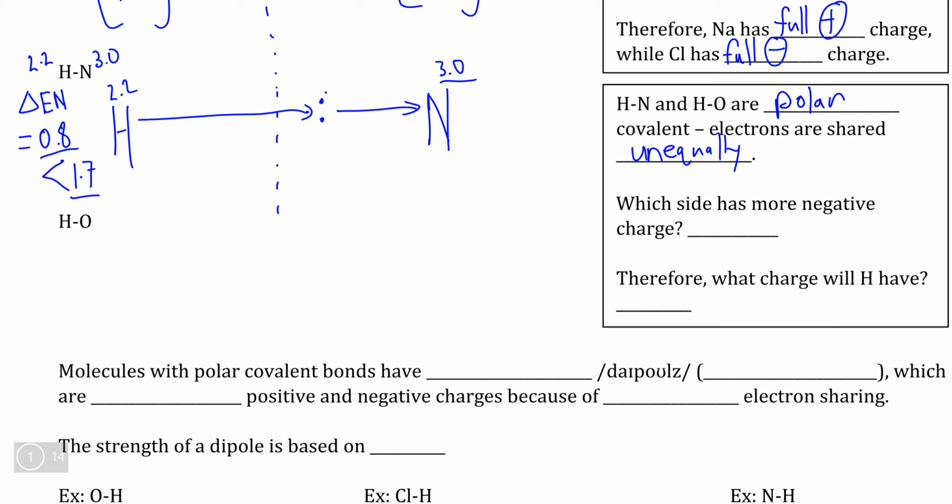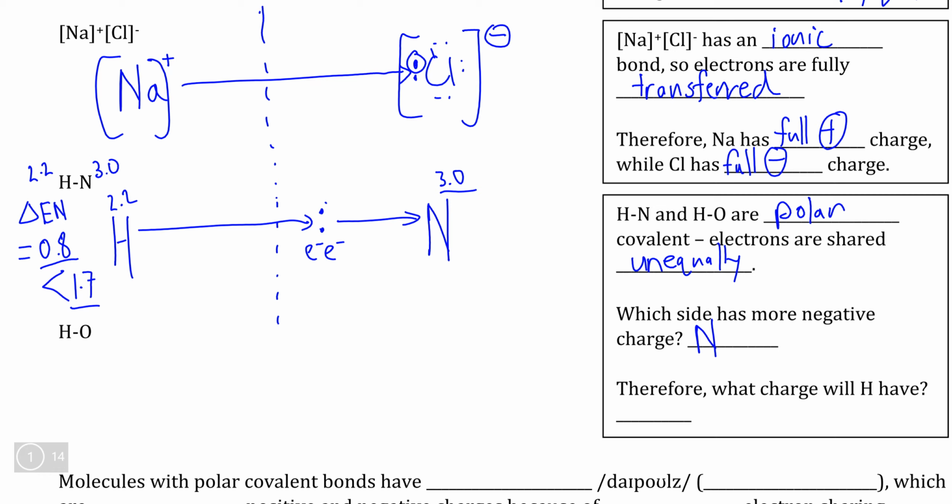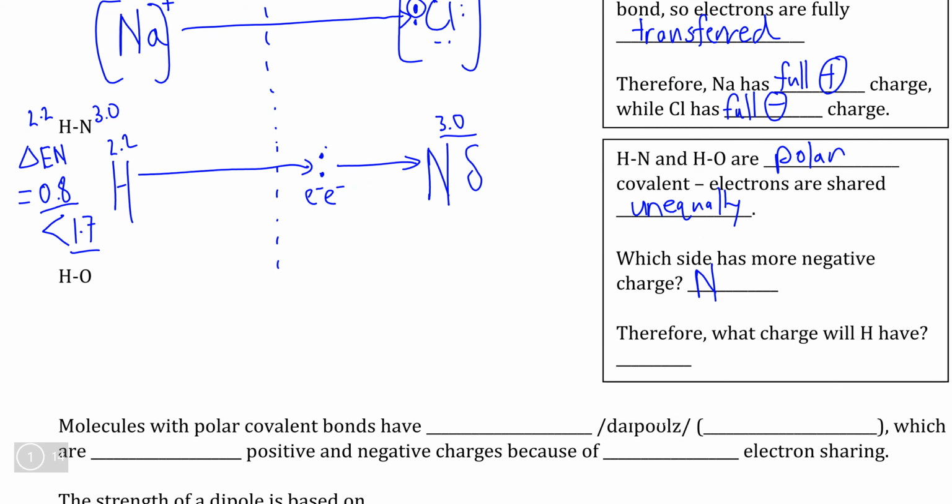Now, because these electrons, like all electrons, have negative charge, and because they are closer to nitrogen, that means that nitrogen has more negative charge than hydrogen does. But unlike sodium chloride, which has a full transfer, this cannot be a full negative charge. So instead, we represent this like this. This symbol is the lowercase Greek letter delta, which represents that there is a partial charge. We'll talk more about this later.